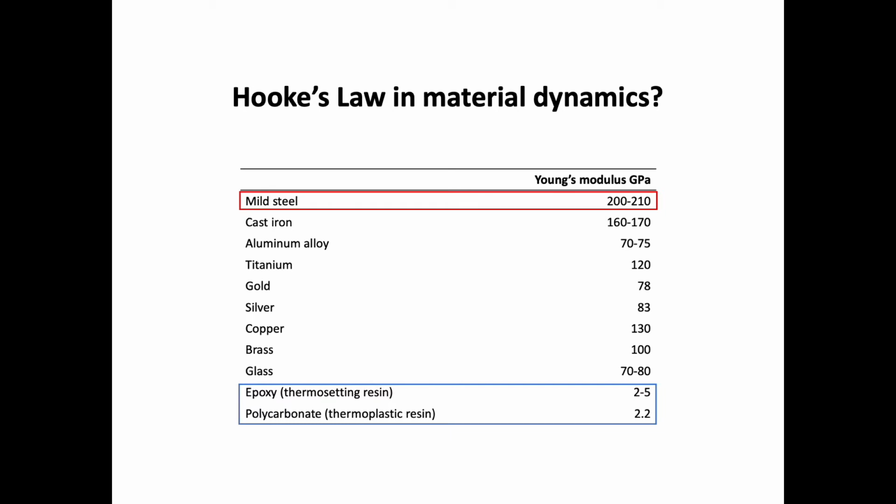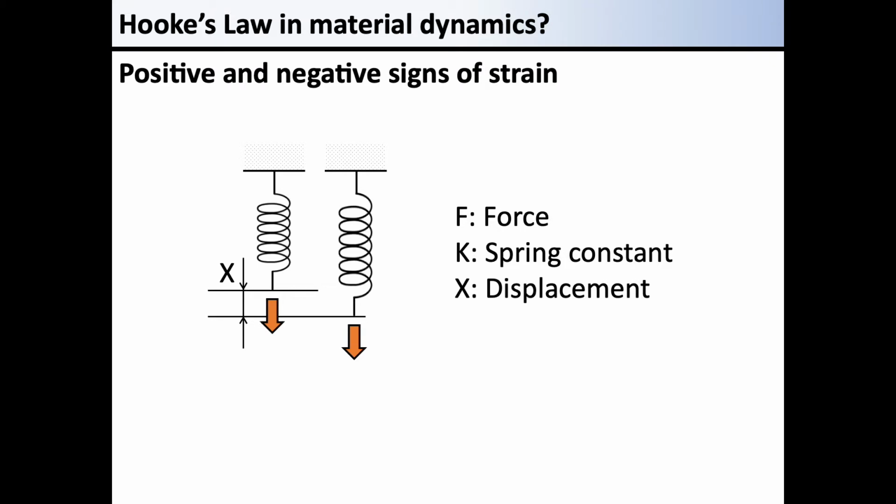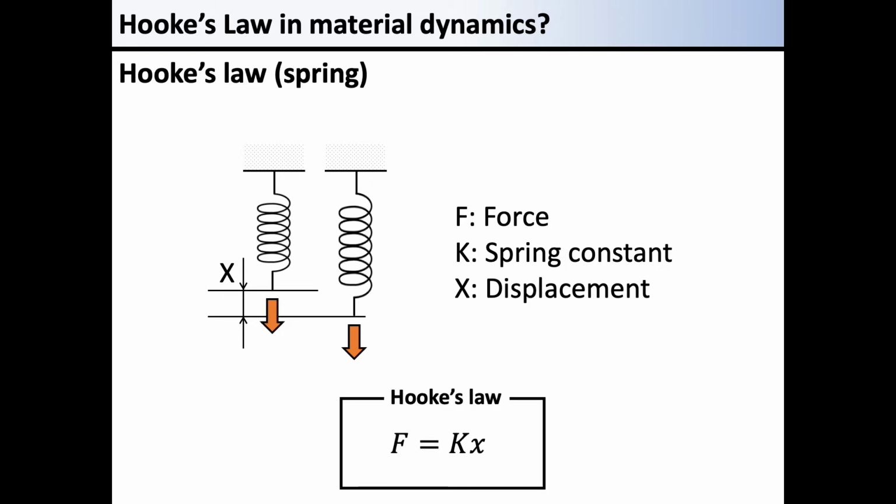Next is about Hooke's law. You may have learned about Hooke's law in high school or in junior high school. Hooke's law states that the force and displacement, or the amount of deformation, are proportional. This is characterized by using the example of a spring. This means that the relationship between forces and deformation acting on a spring is described by the equation F equals kx.